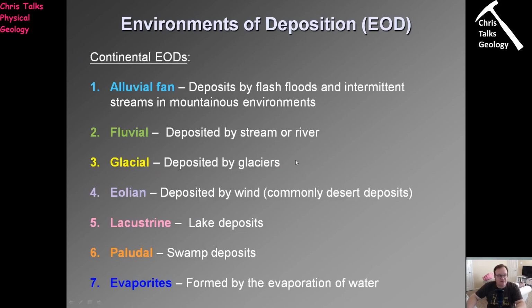So here's a list of environments of deposition. So these are all continental. So the environments we're going to think about are alluvial fans, fluvial systems, glacial systems, aeolian systems, lacustrine systems, paludal systems, and evaporites. So alluvial fans, well, we'll come on to those in a second. They're a type of desert deposit. Fluvial, river deposits. Glacial, deposited by glaciers. Aeolian, deposited by the wind, so normally desert deposits. Lacustrine, lake deposits. Paludal, swamp deposits. Evaporites, formed by the evaporation of water.